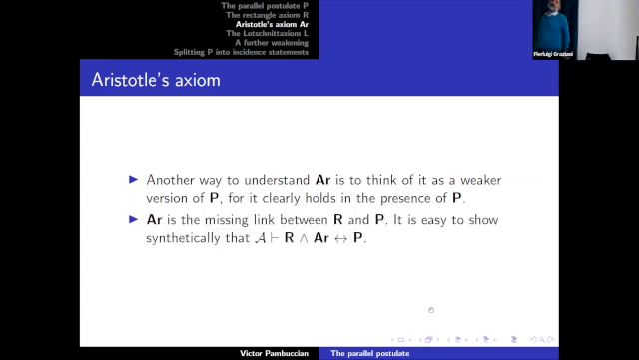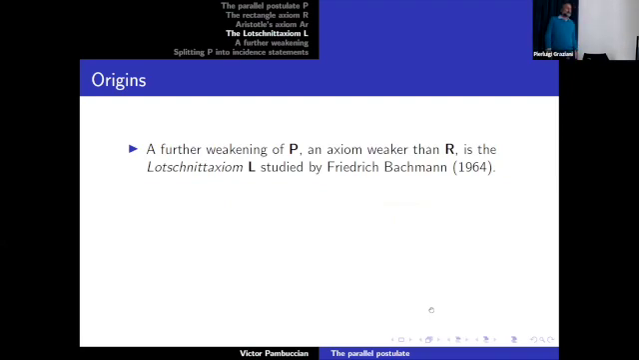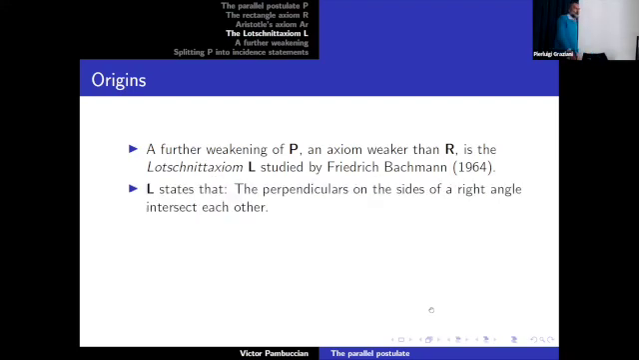So as I said earlier, AR is the missing link between R and P. Now, a further weakening of P, which is even weaker than the rectangle axiom, is the Lagrange axiom, which was introduced by Friedrich Bachmann in 1964. I use the German name because I don't see a good translation into English. It would be the axiom of the intersecting perpendiculars. So I'll call it from now on just L. What does it say? The perpendiculars on the sides of a right angle intersect each other.